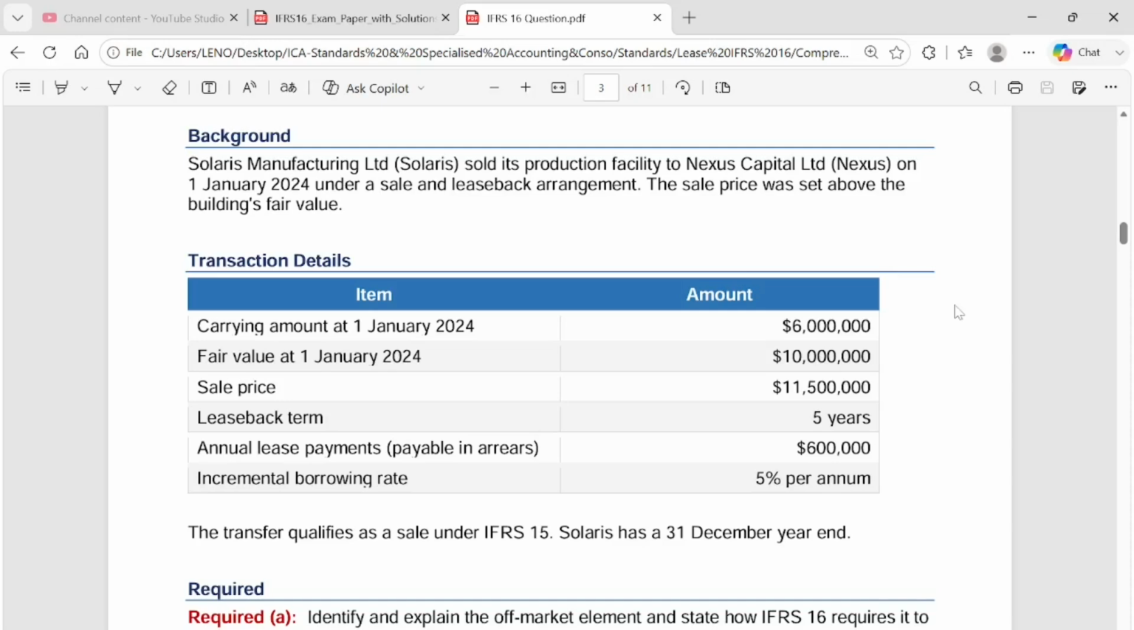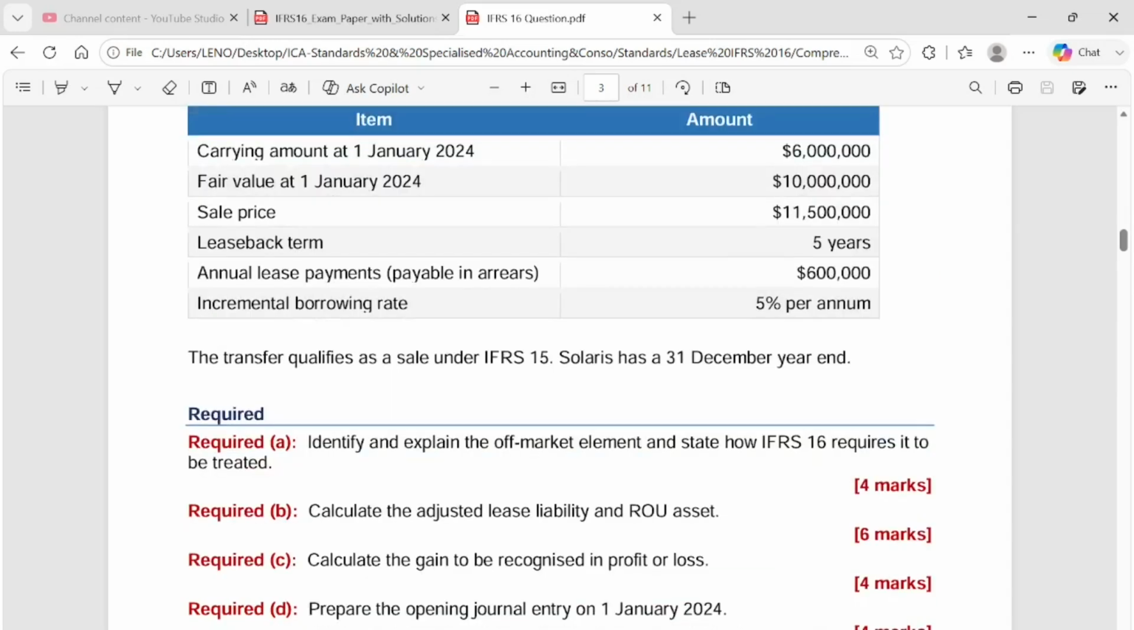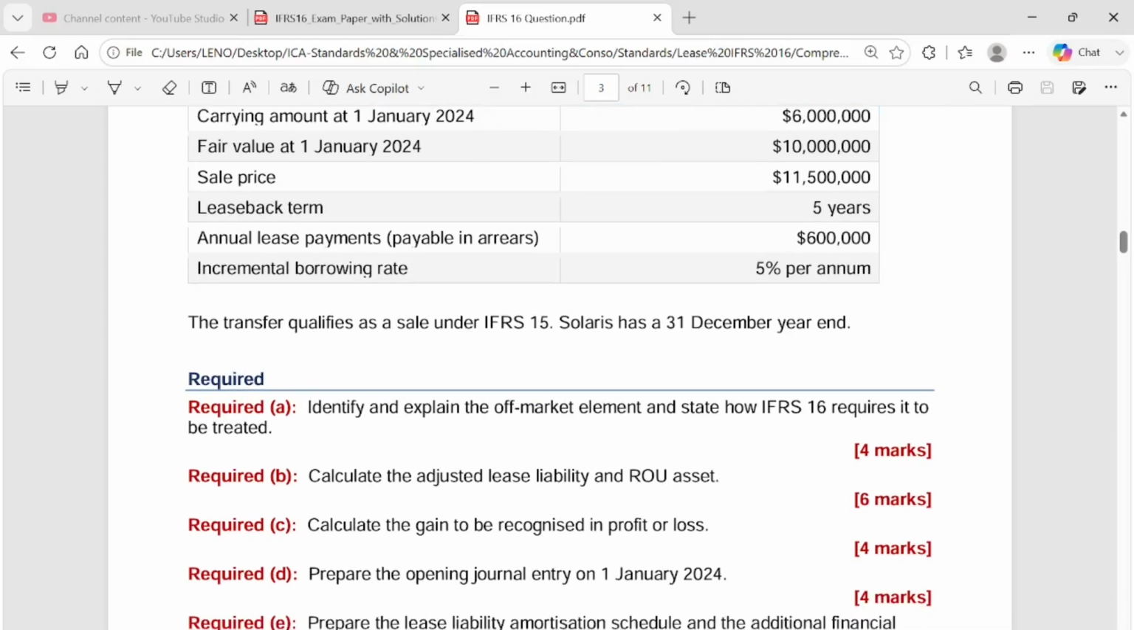The transfer qualifies as a sale under IFRS 15. Solaris has a 31st December year-end. Requirements: identify and explain the off-market element and state how IFRS 16 requires it to be treated. Calculate the adjusted lease liability and right-of-use asset. Calculate the gain to be recognized in profit or loss. Prepare the opening journal entry on 1st January 2024. Prepare the lease liability amortization schedule and the additional financial liability schedule for all 5 years.